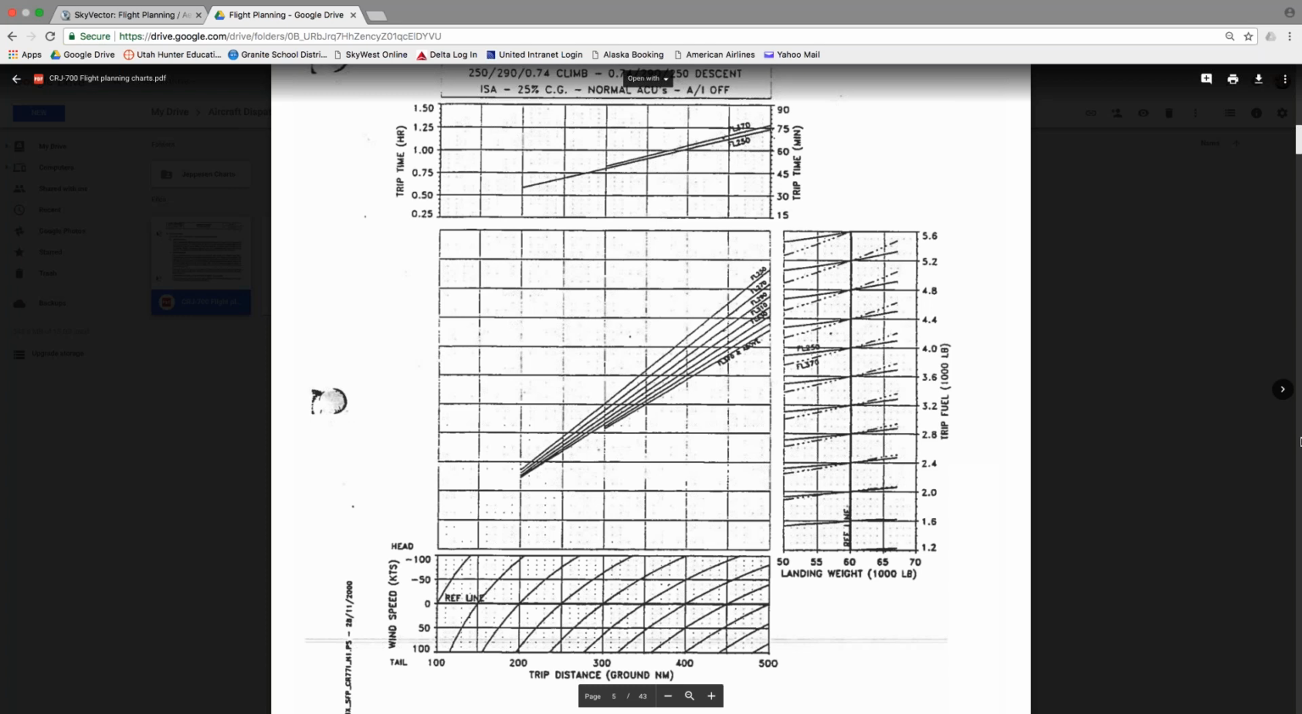So if we already figured out our estimate, it's the same thing. It's more accurate. This is taking into account our winds and our altitude to get us up here. The estimated is just to get us in the ballpark so we can do our weight and balance.